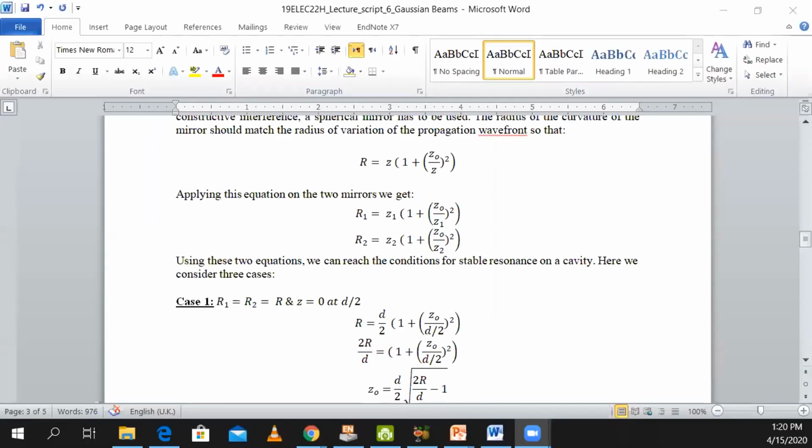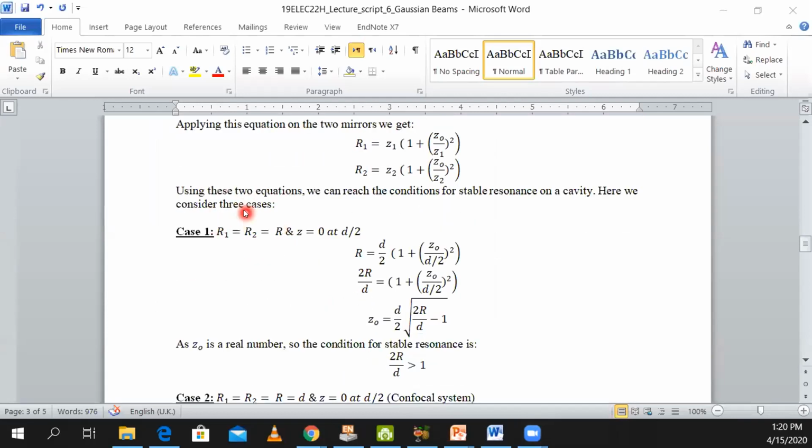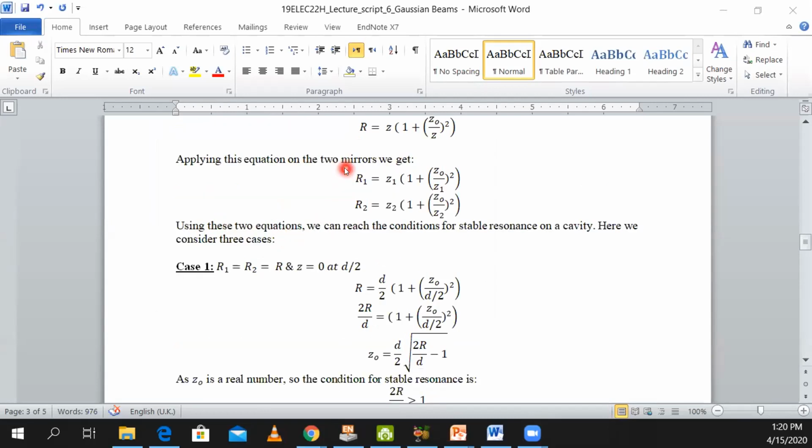So now let me return again to the lecture script, and let me again turn on my laser pointer. Okay, so now R1 is equal to R2, and Z is equal to R, and Z is located in the origin, so that the distance between the origin and each mirror is d over 2. So by substituting, R equals d over 2 times 1 plus Z node over d over 2, all squared. This is just a very simple substitution in the basic equation.